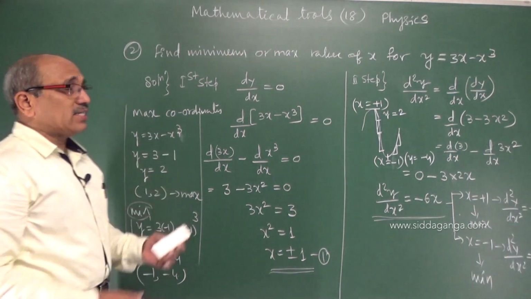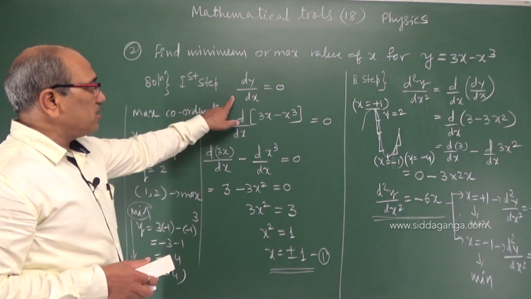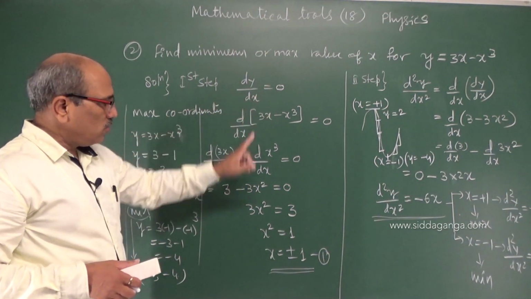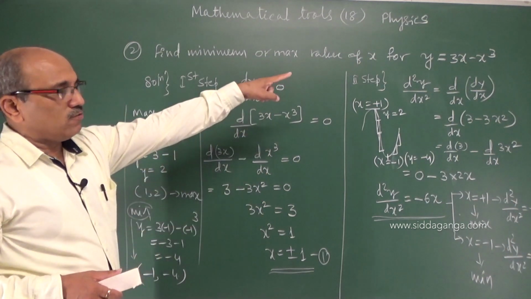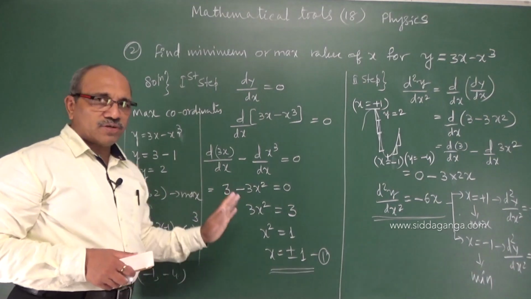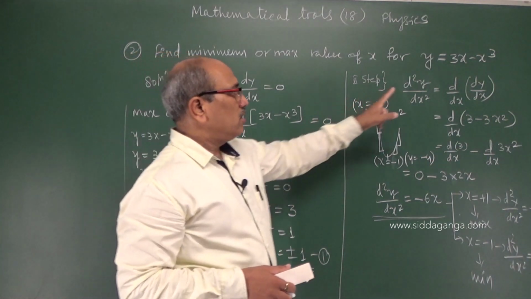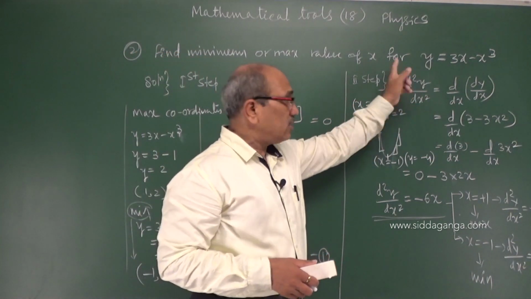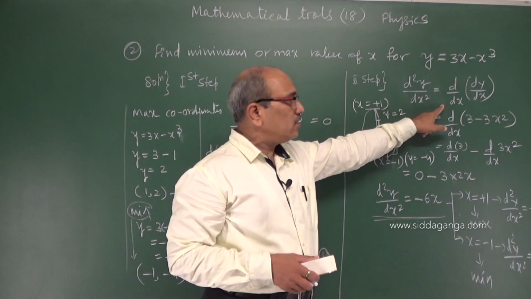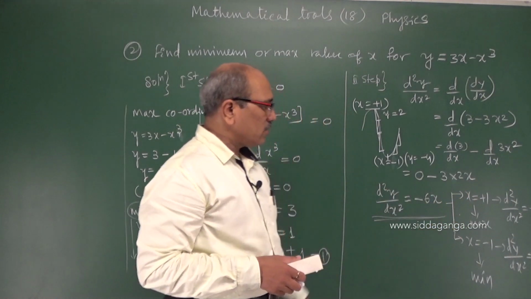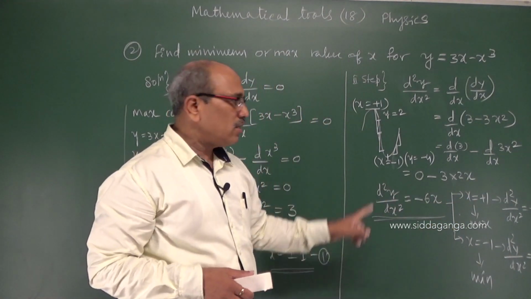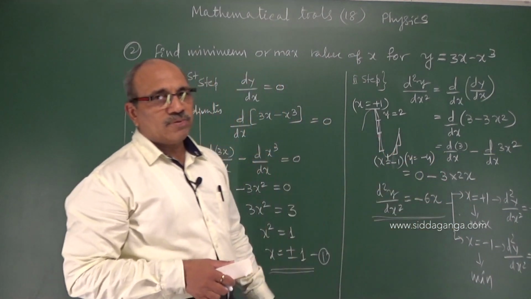How to find the maxima and minima? First order derivative should become 0. We'll get the x value. If you want the y coordinate, put the x value in y, you will get it. For confirmation of maxima or minima, after the first order derivative, you have to find the derivative of that again. If the second order derivative becomes positive, it is minima. If it is negative, then it becomes maxima.